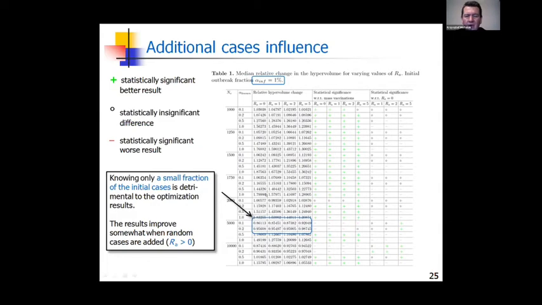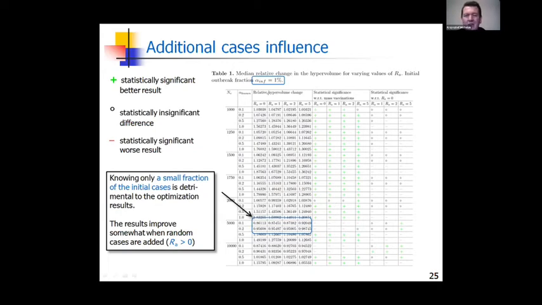I will not go over all the results here because, as you can see, there are many for different sizes of graphs, for different values of the parameters. But it can be noted that, of course, if you only know a fraction of the initial cases, your performance will deteriorate, as evidenced by the fact that there are values lower than 1 here. If you add random cases, the situation improves.